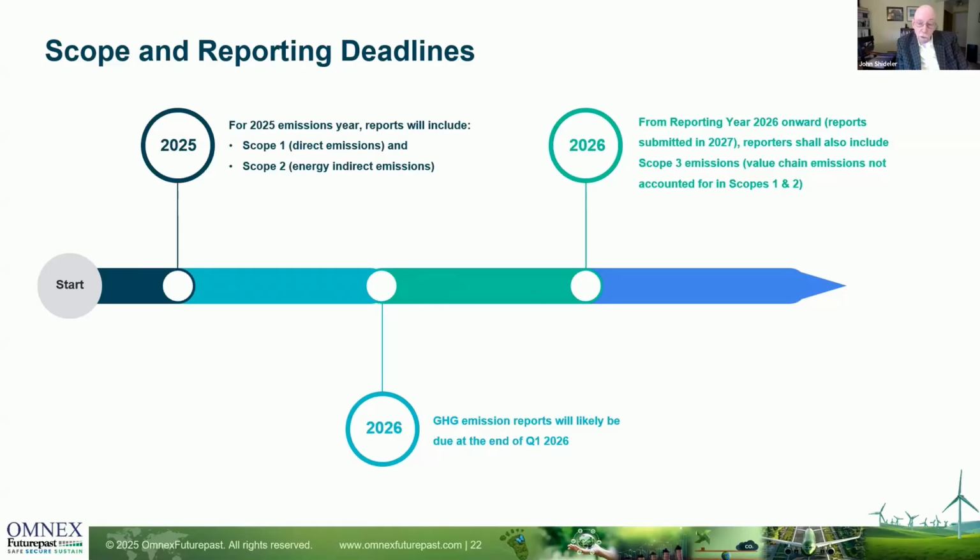Some commenters have requested that ARB modify its reporting timeframes so that it is later in the year, but we'll have to wait and see. Starting in reporting year 2026, you must include Scope 3 emissions in your reports, and those will be verified in 2027.